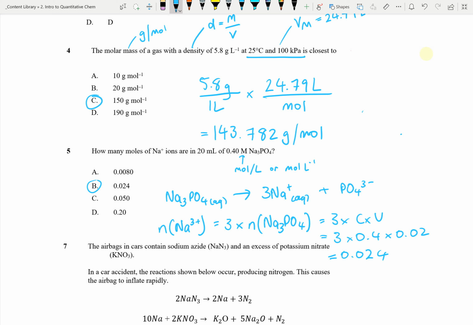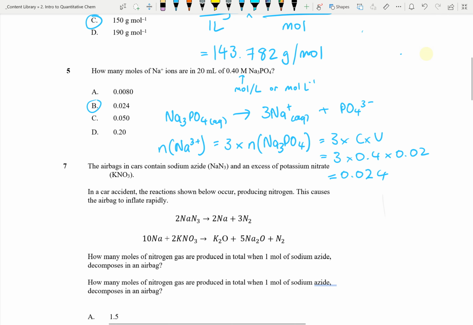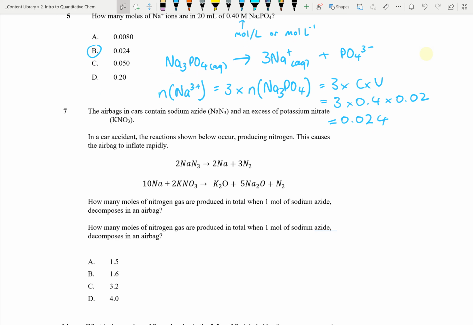Okay, and I expect that is the dummy answer, not times it by 3. Moving on. The airbags in cars contain sodium azide and an excess of potassium nitrate. In a car accident, the reaction shown below occurs, producing nitrogen. This causes the airbag to inflate rapidly. How many moles of nitrogen gas are produced in total when 1 mole of sodium azide decomposes in an airbag?